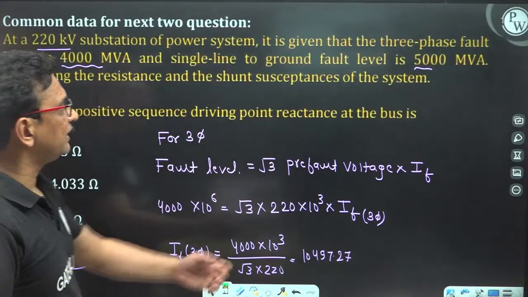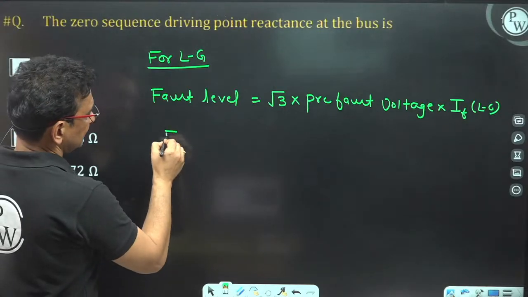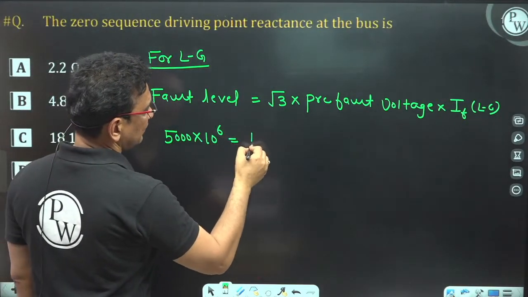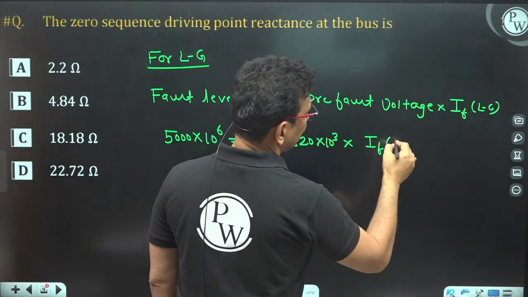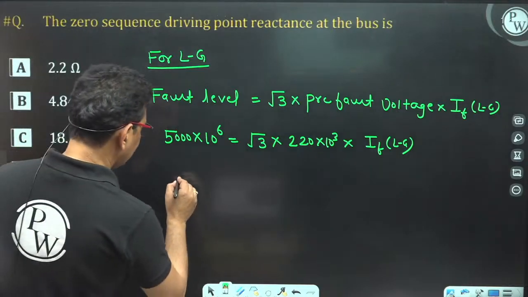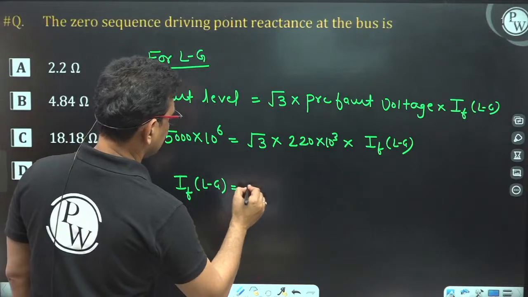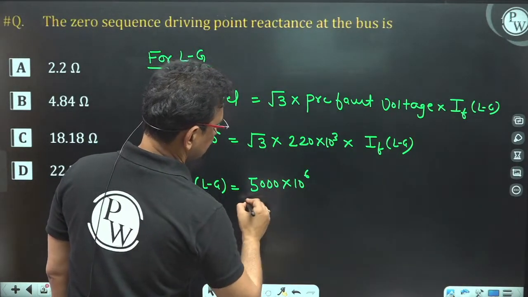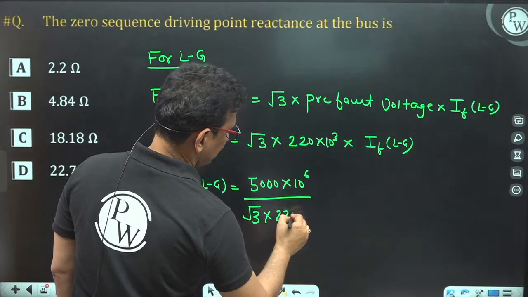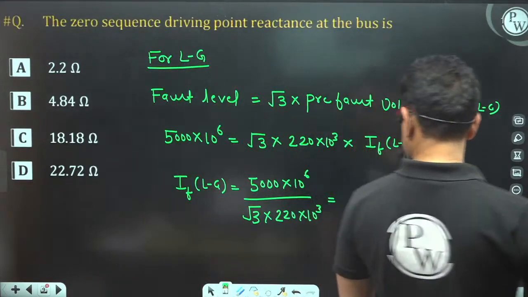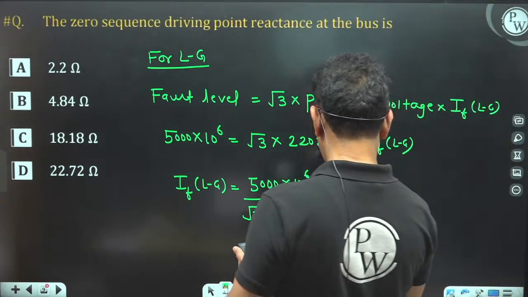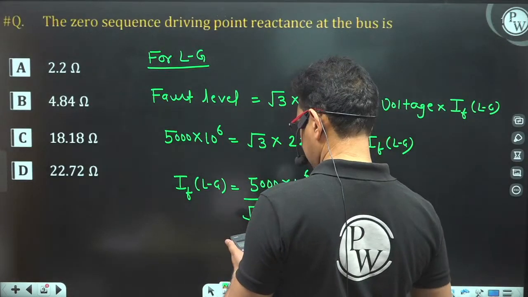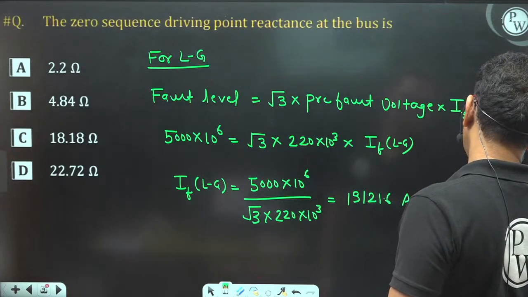So for single line to ground fault, it is 5000 MVA, so 5000 into 10 raised to the power 6 divided by root 3 into pre-fault voltage, which is the nominal voltage 220 kV. By using this, you can find out the fault current for the line to ground fault. That is 5000 divided by 220 into under root 3, which is 13121.6 ampere. This is the fault current for line to ground fault.